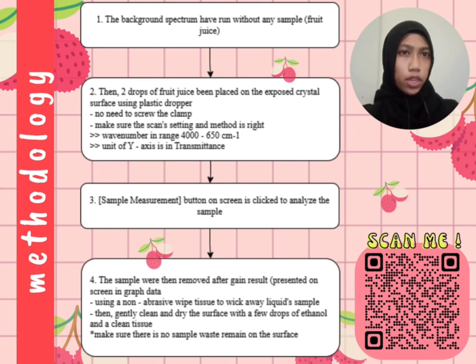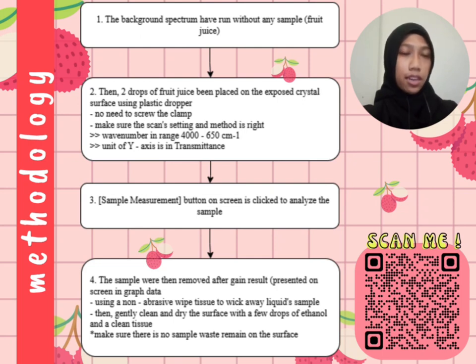The first step is to run the background spectrum without any sample, to be specific, without fruit juice. Then, 2 drops of sample are placed on the exposed crystal surface using a dropper. Since the sample is in liquid form, no need to clamp the screw. But before that, we need to make sure that the scan setting is right, such as the method parts being ticked only at the certain and correct method.